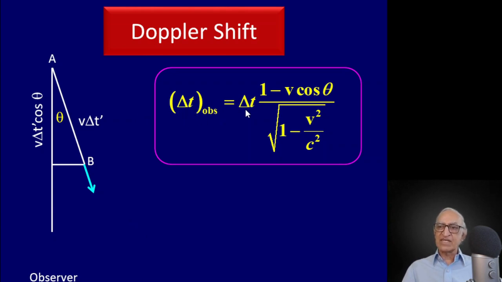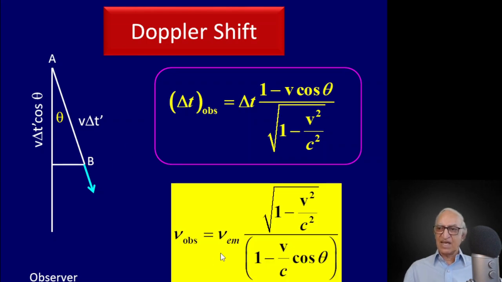So I have repeated this formula here for your convenient reference. If delta T is the time interval between two ticks of a clock which is moving towards the observer making an angle theta, then the time interval between the two ticks as measured by the observer's clock are related by this relation, and this is just Doppler shift. Now, instead of writing it in terms of the time difference between the ticking of the clock, I can take the reciprocal of this and get an expression for the frequency. Then I get the famous Doppler's formula. If mu emitted is the frequency emitted by a moving atom or a moving clock, and mu observed is the frequency measured by the observer, then mu observed and mu emitted are related by this formula in the yellow box.